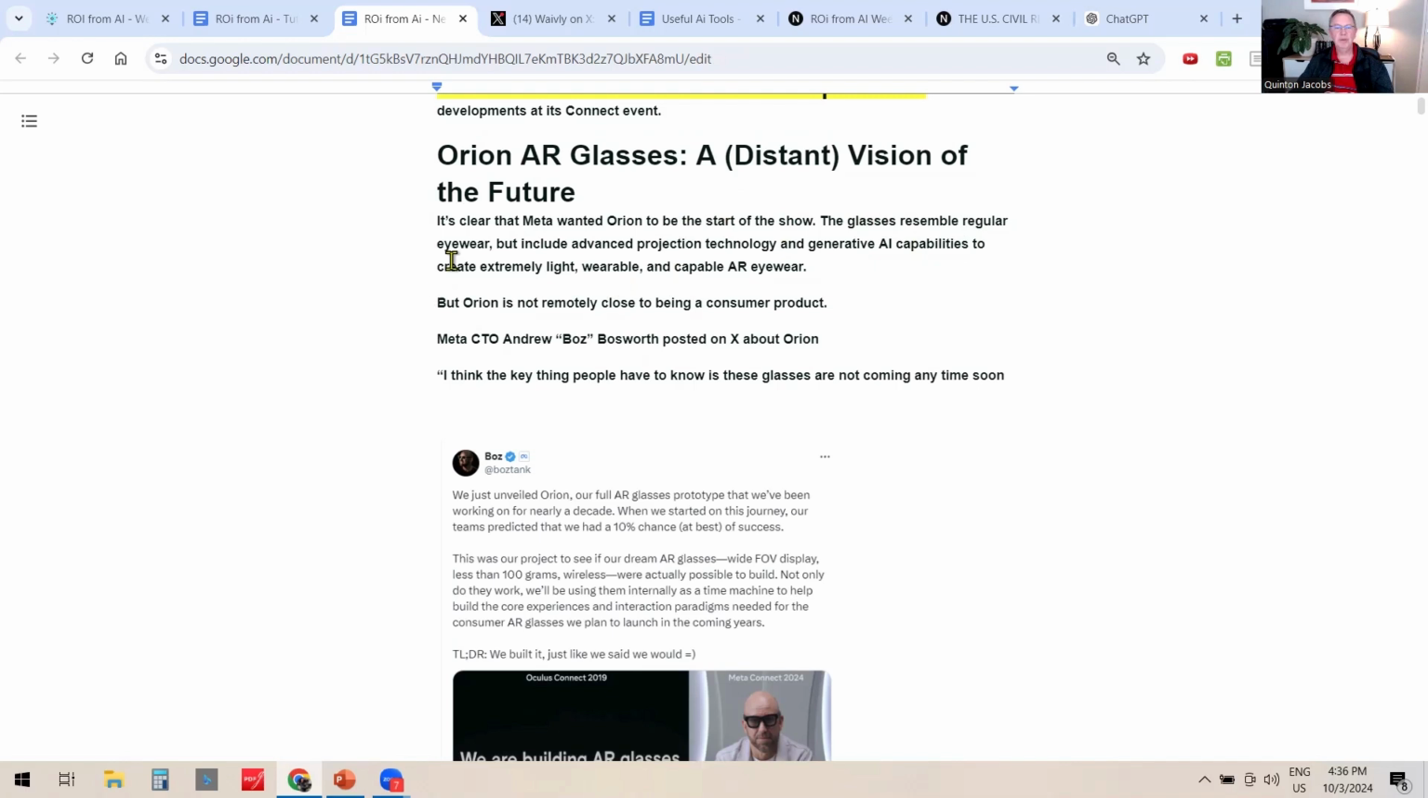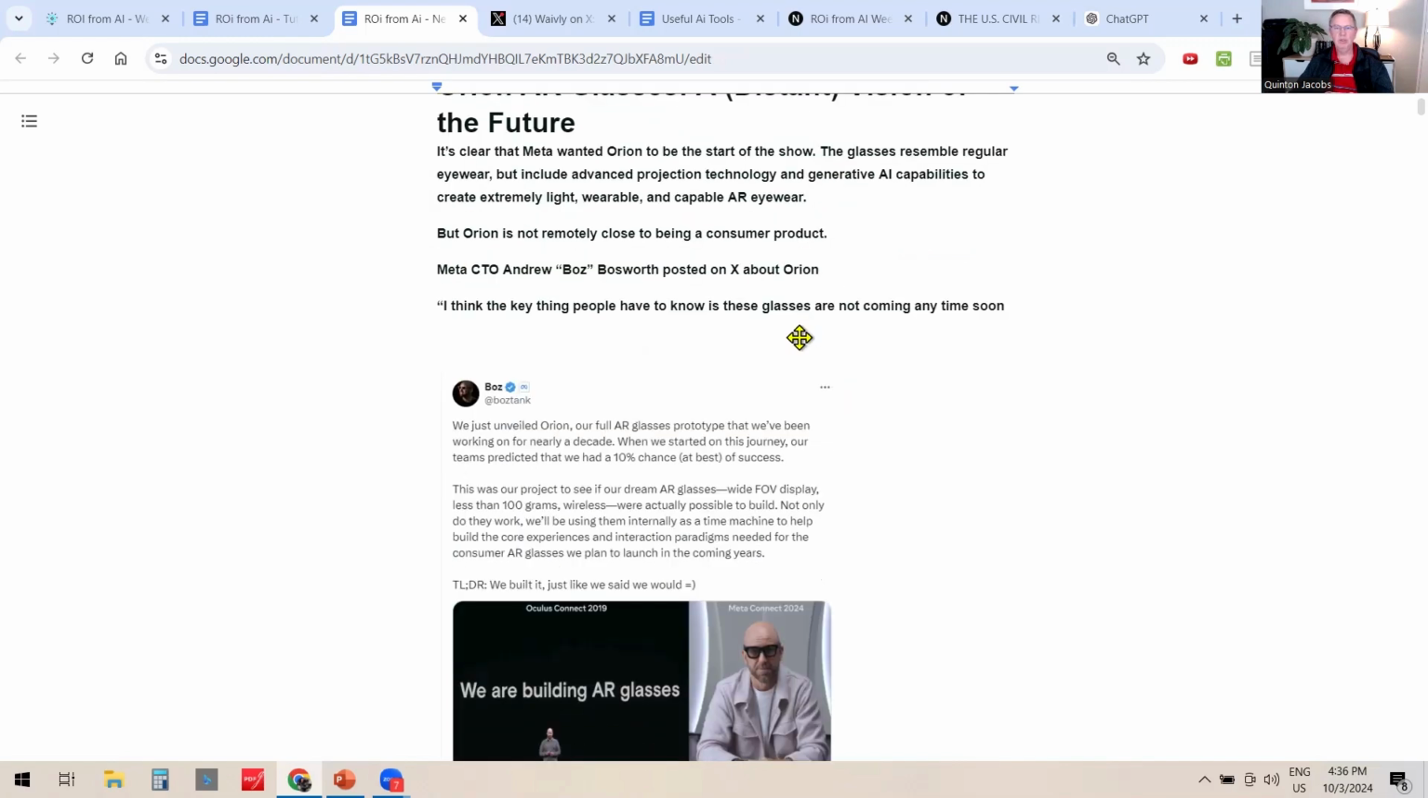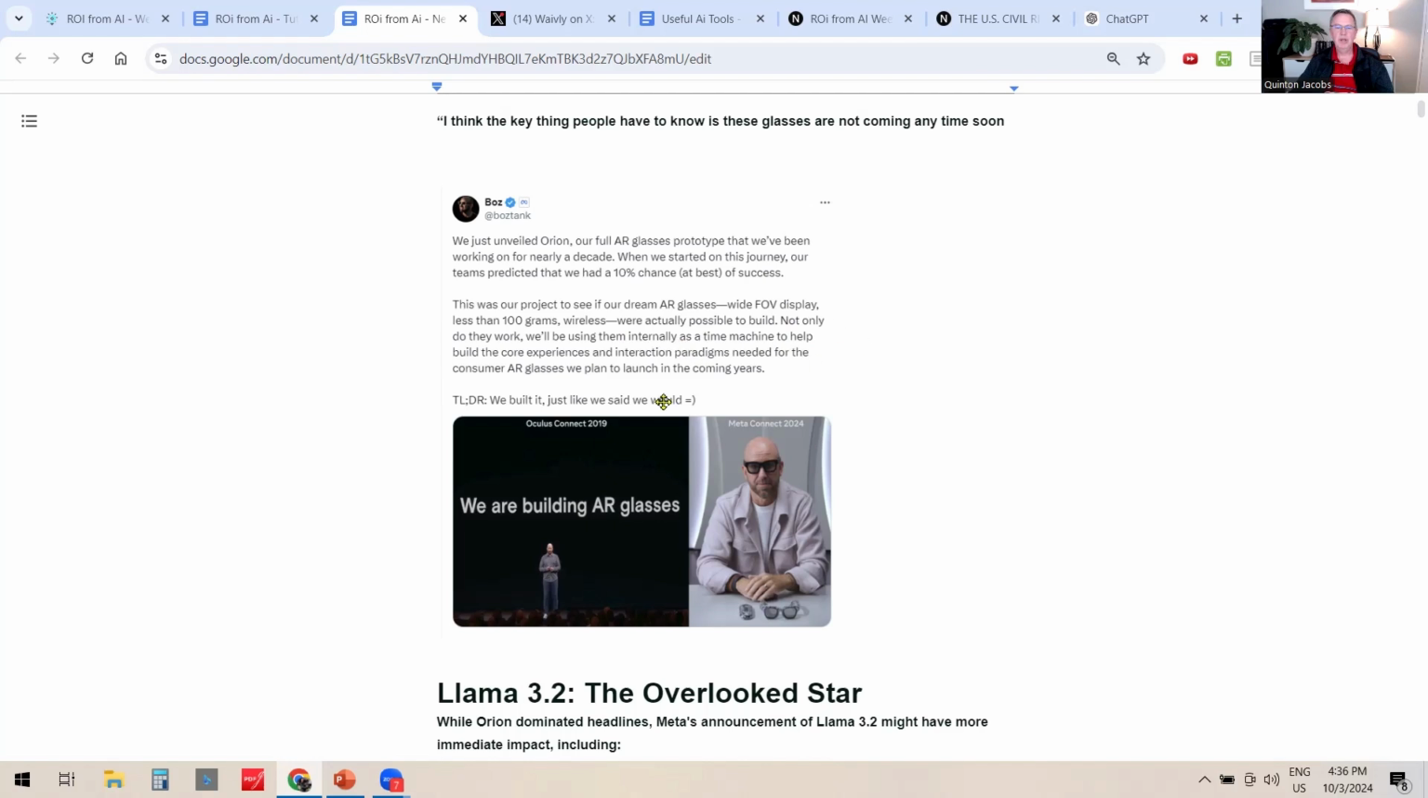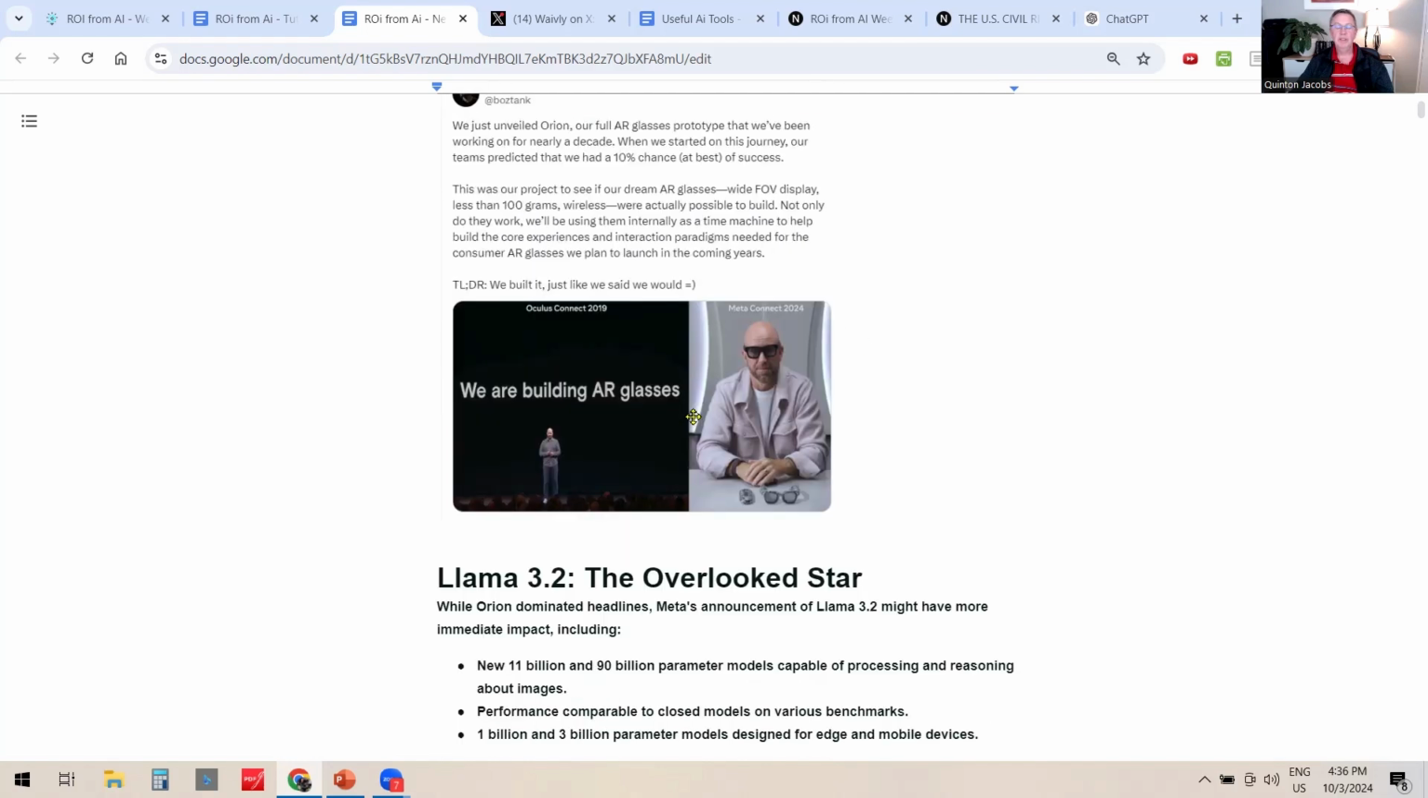And the glasses resemble regular eyewear, but they're extremely lightweight and wearable and capable. But Orion is not even close yet to being a consumer product, but Mark Zuckerberg wanted to show it off. So that's why they brought this out at their conference to show off these glasses.